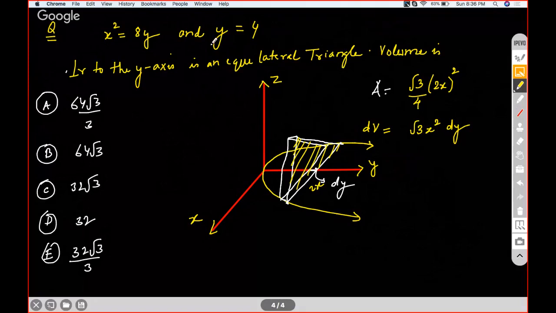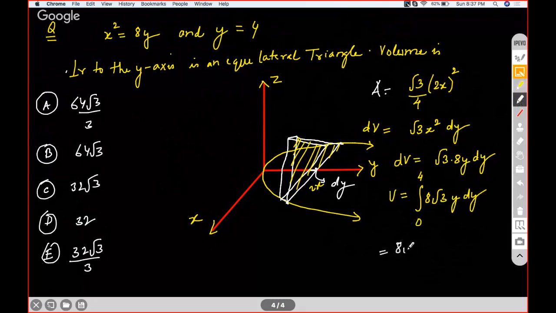And then now you integrate. And x square is what? x square is equal to 8y. So you write root 3 into 8y dy. When you integrate this, from where to where will you integrate it? 0 to 4. And then 8 root 3 y square by 2, from 0 to 4. It's 64 root 3 if I'm not wrong. Yeah. So option number B is the right option.